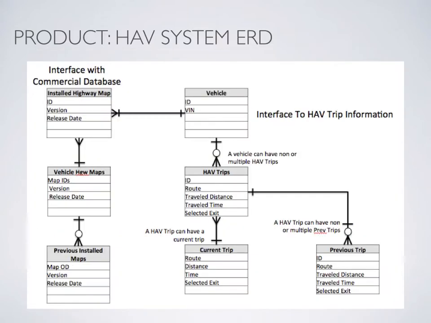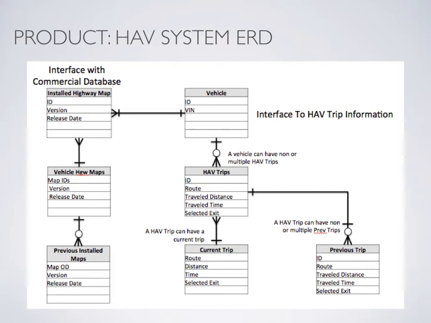So also this slide shows the system ERD. In here I took an approach of providing an interface to the driver or user about the trips that the vehicle has taken, for example, or is currently taking. So we got the current trip as well as previous trip, and each data entity provides information about the route, distance, time, selected exit, for example.